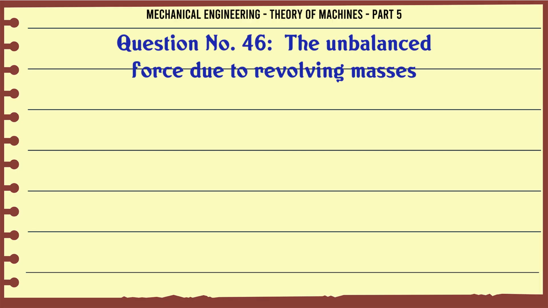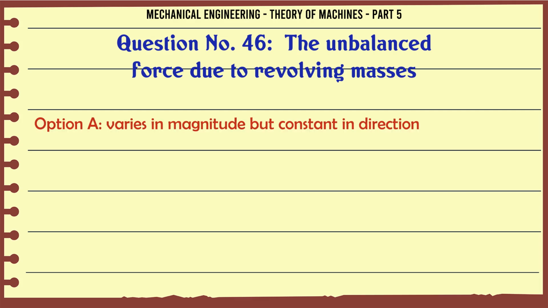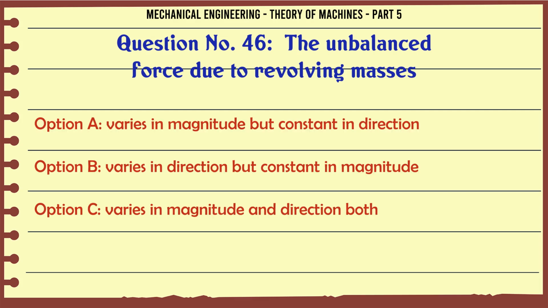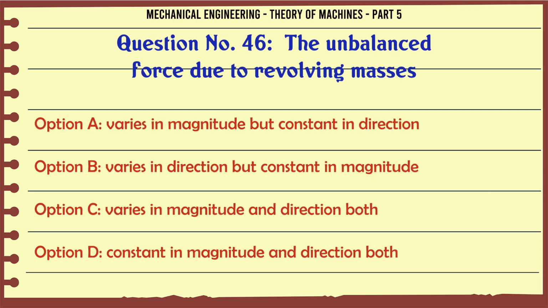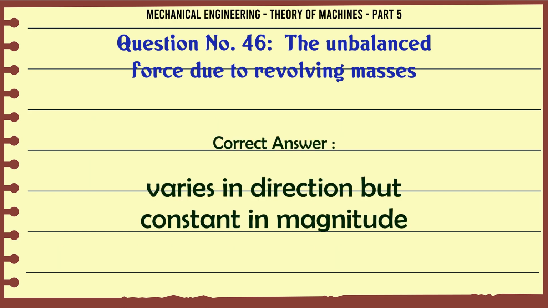The unbalanced force due to revolving masses. A. Varies in magnitude but constant in direction. B. Varies in direction but constant in magnitude. C. Varies in magnitude and direction both. D. Constant in magnitude and direction both. The correct answer is varies in direction but constant in magnitude.